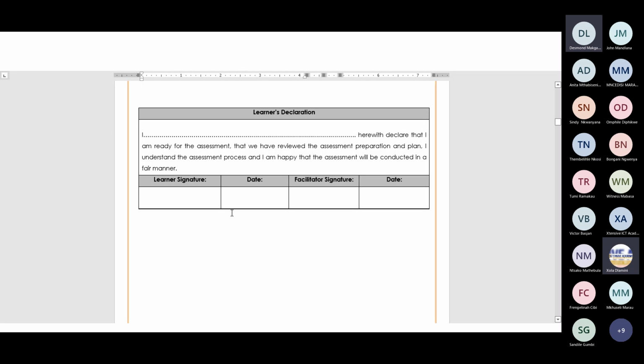Right, and this is your declaration. You, Ngugai Toby, herewith declare that I am ready for the assessment, that we have reviewed the assessment preparation plan, I understand the assessment process, and I am happy that the assessment will be conducted in a fair manner. So here again, colleagues, we are going to put in the date where we started with. I think here we'll put in Friday's date when we had these conversations. So we'll go back to Friday, and then you put the start date to be Monday or yesterday.